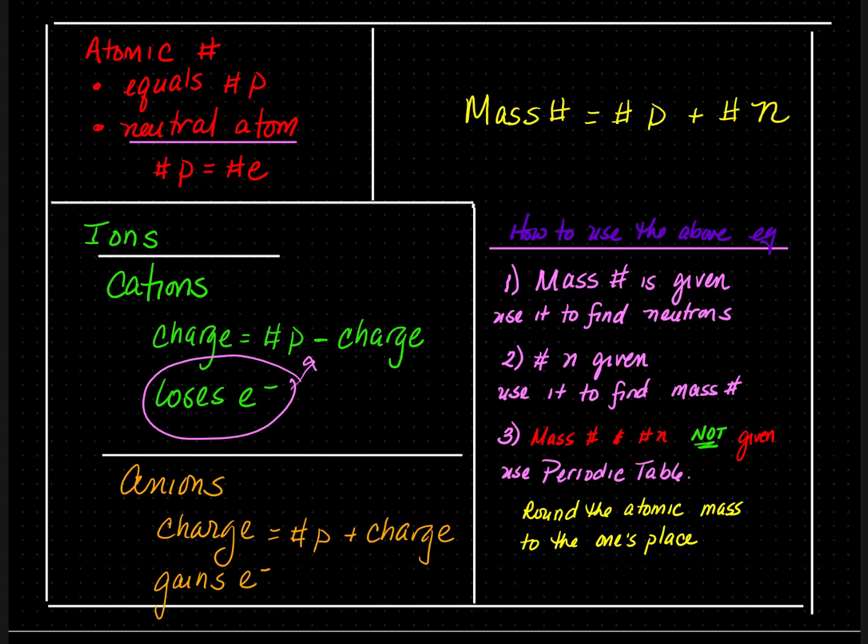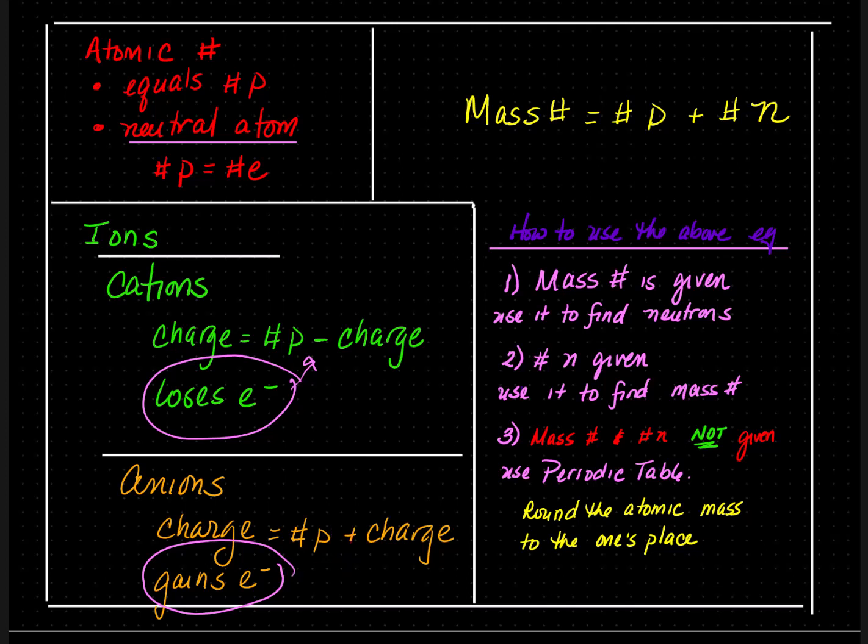Anions: the formula for charge is equal to the number of protons plus the charge. The reason we add the charge is because it gains electrons. Mass number is equal to the number of protons plus the number of neutrons.